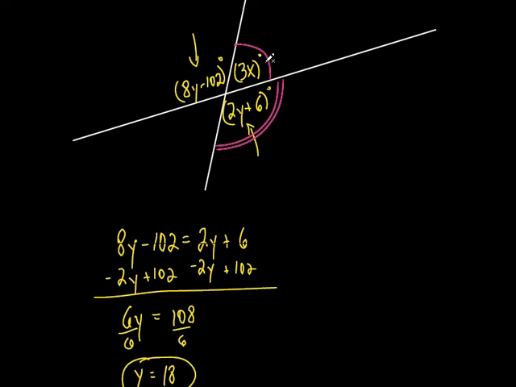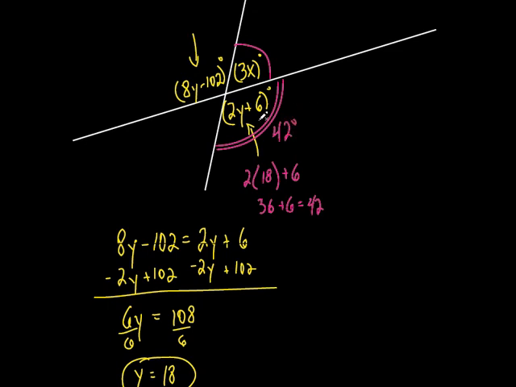That has to be something that you see. We've talked about that a lot, haven't we? Yes, we have. So why do I care about finding this angle right here? Because it's a supplement of this angle right here, and that's how I can find x. So let's find this angle. 2 times y, or 2 times 18, plus 6. So that's 36 plus 6, which is 42. So this angle right here is 42 degrees.